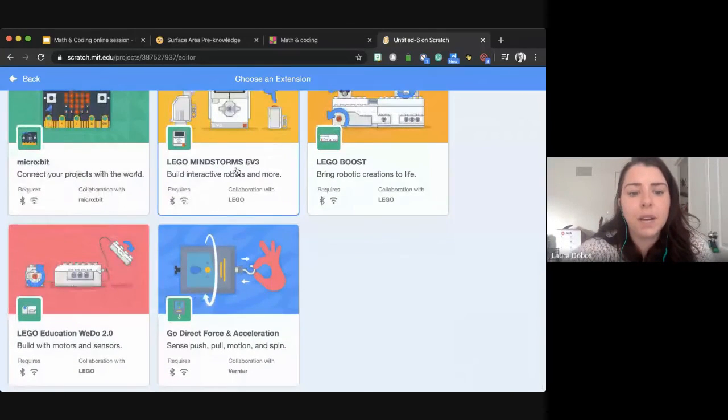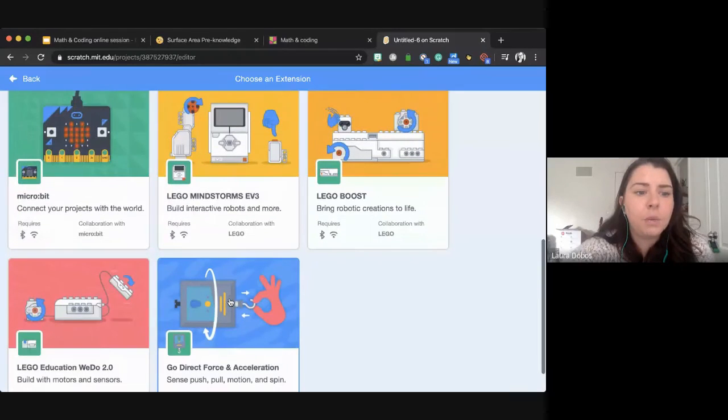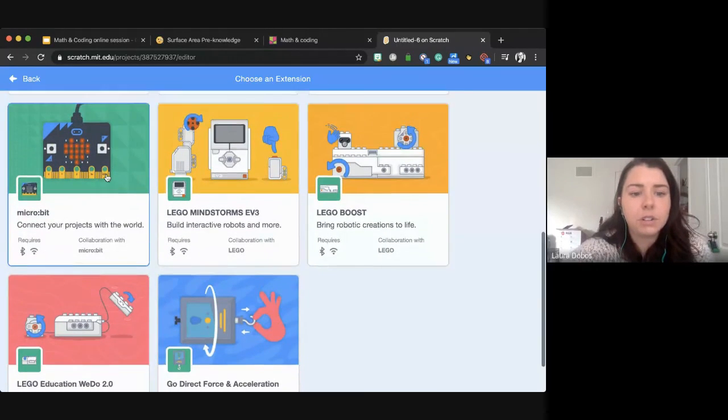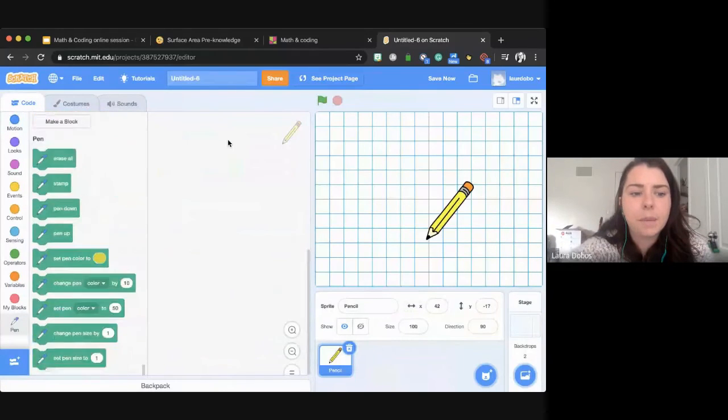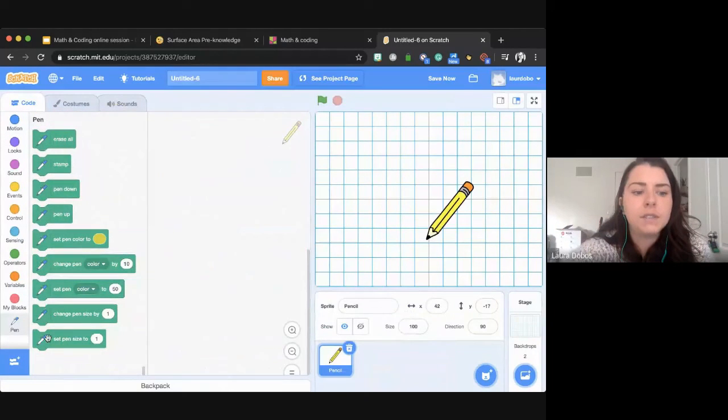You can use your Lego Mindstorm EV3s. We do microbits, which are also really awesome. But we're going to use pen today. So if you just click pen, it gives you a ton of different commands here now that weren't there before. Okay, so those we are going to be using today.